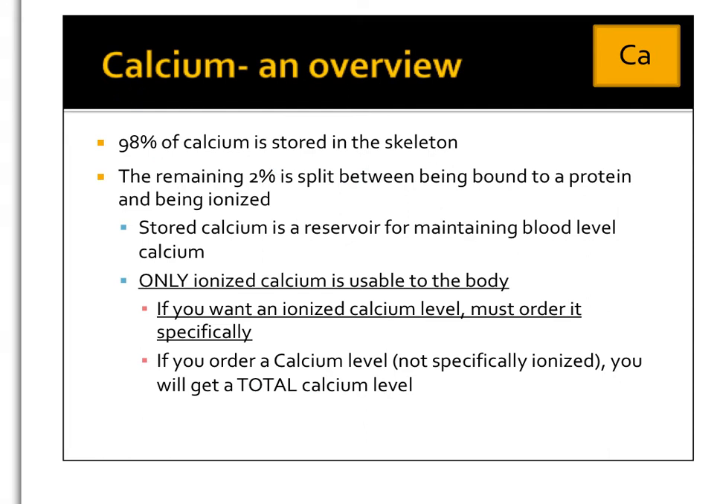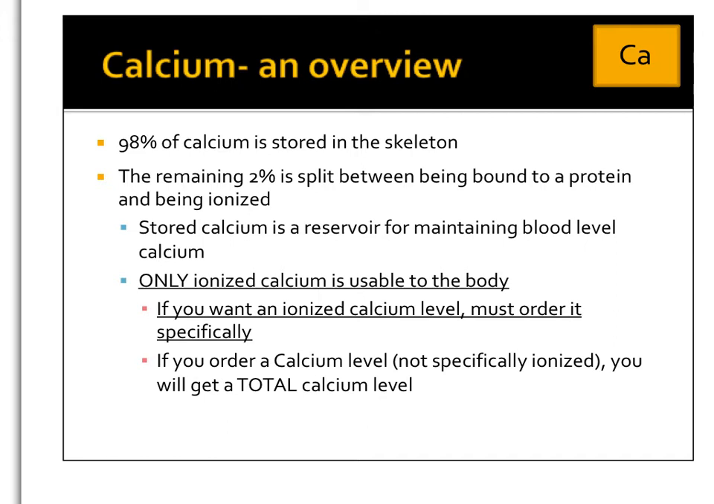98% of this is stored in the skeleton, and the remaining 2% is kind of split up. Some of it's bound to a protein, and the other is ionized. Ionized calcium is the usable calcium to our body. The other part is being stored. So stored calcium is basically a reservoir. It's a bank, if you will, of calcium. When our body needs more of it, we pull it out of storage.